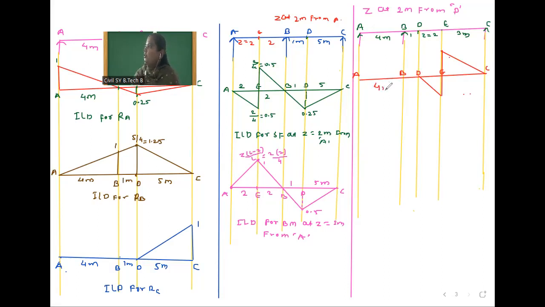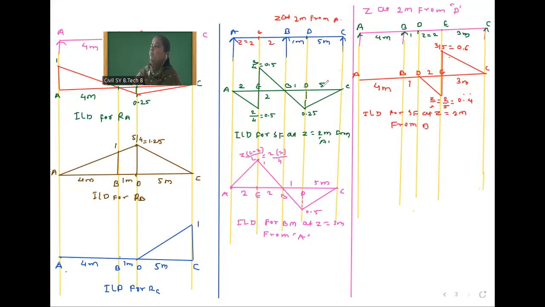So this distance is 4 meter. This is 1 meter, this is 2 meter, this is 3 meter. So here Z by L, that is 2 by how much span? 5, which is equal to how much? 2 by 5, 0.4, and here 3 by 5, 0.6. येते का? 0.6. So this is the ILD for shear force at Z which is equal to 2 meter from D.